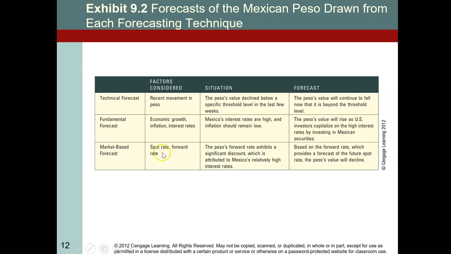The spot rate and forward rate are the factors to consider in the market-based forecast. The peso's forward rate exhibits a significant discount, which is attributed to Mexico's relatively high interest rates. Based on the forward rate, which provides a forecast of the future spot rate, the peso's value will decline.